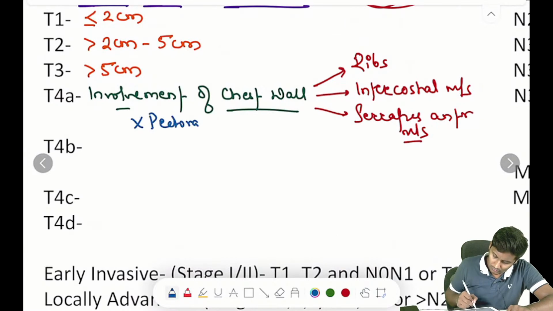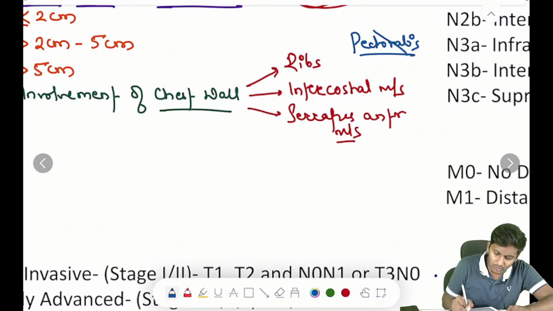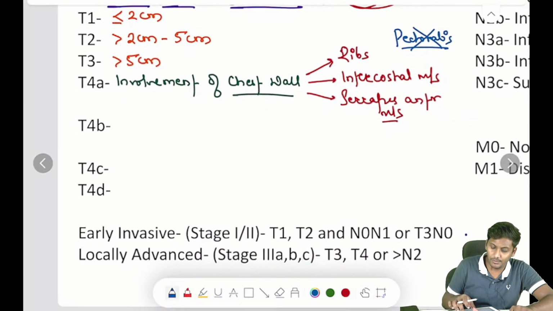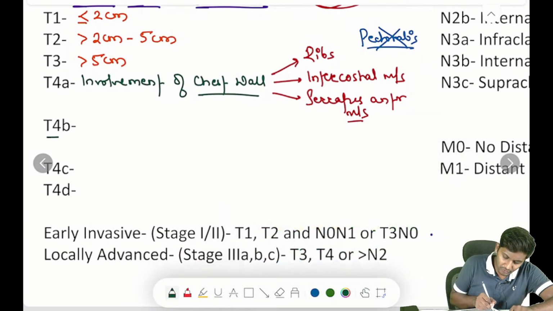ठीक है, so you can write somewhere over here. Pectoralis muscle involvement is not considered as chest wall involvement. याद रखना है बात.